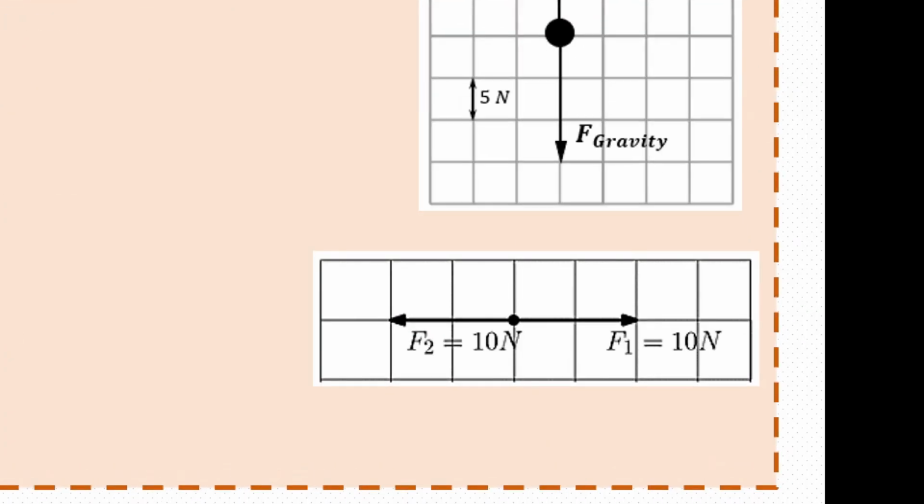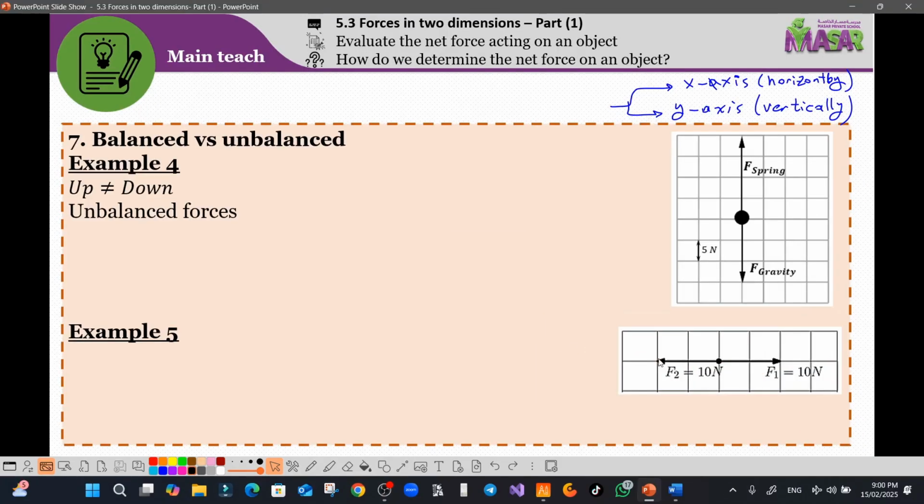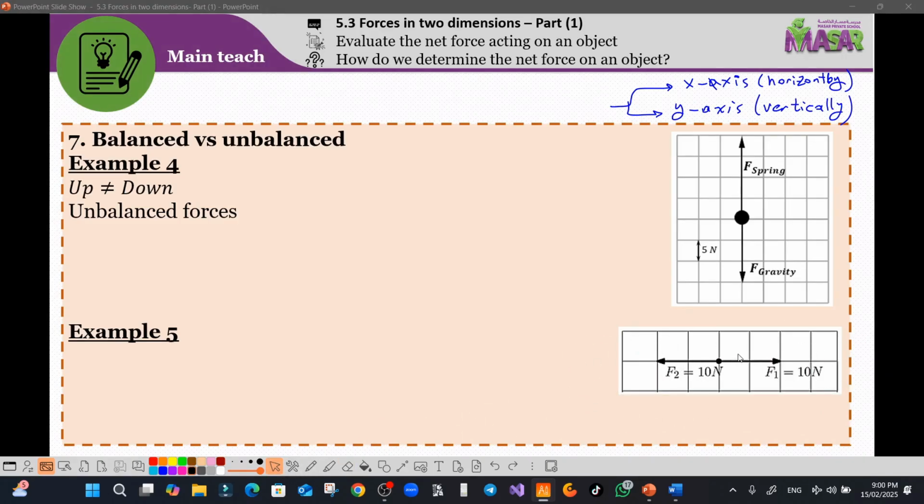For example 5, here, as we can see, the magnitude on the right is equal to the magnitude on the left, which means we have balanced forces. If you want to double check, you can say that F net is equal to 10 minus 10, because this is plus, this is minus, and the answer is 0. So no need to go through the calculation. You can get the result just by evaluating the left and right forces, or up and down forces. So in this case, we have balanced forces, and these forces are balanced horizontally.